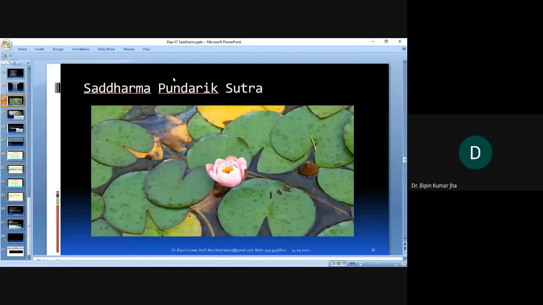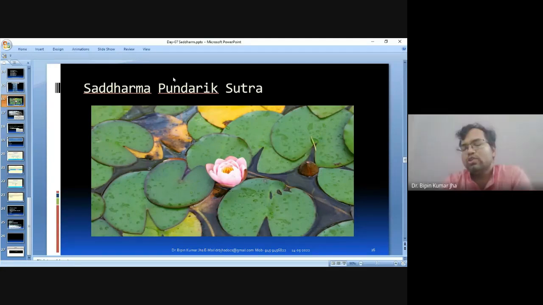So when you say Lotus Sutta, you are just talking about the Pundarika Sutta and skipping the term Sadharma. While translating, you need to understand what you are translating and what notion you are skipping. That is why I always stress that you need to learn the text from the original text, not the translated text.